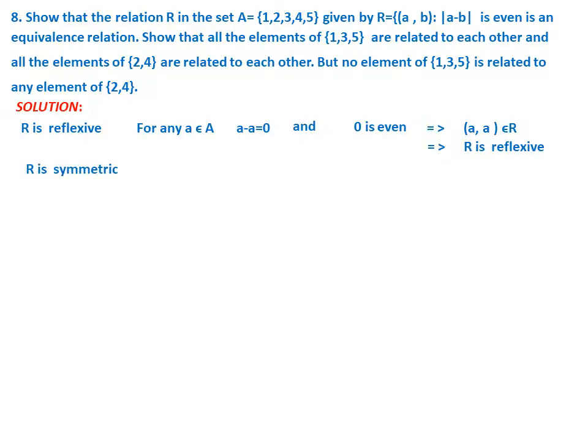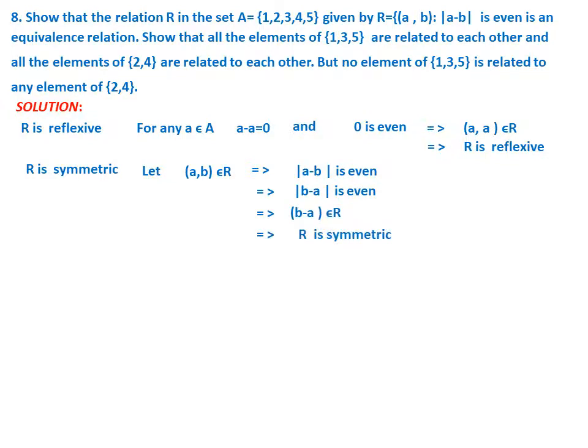Second one, R is symmetric because we can prove it like this. Let (a, b) belong to R. This implies mod of a - b must be even. This implies mod of b - a is also even. So this implies (b, a) belongs to R. So definitely it is symmetric. R is symmetric. Next one, R is transitive.